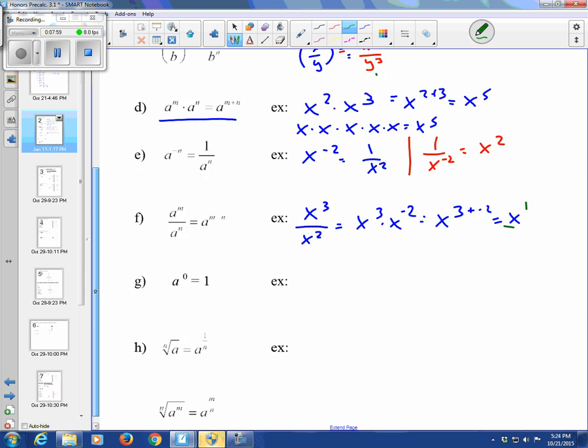Anything we raise to the 0 power is 1, right? So basically what we're saying is we're multiplying no x's, and that leaves us with the multiplication of the silent 1. So of course x to the 0 gives us 1, right?